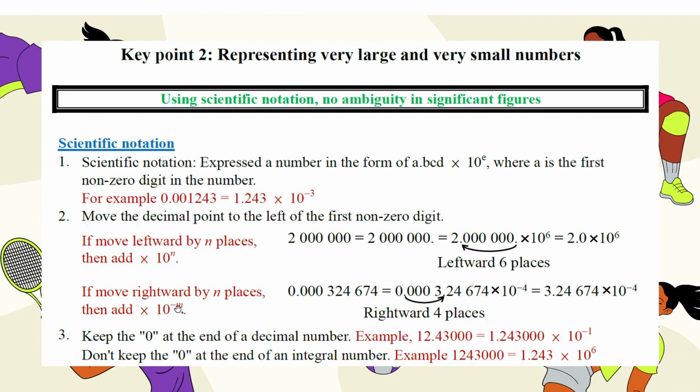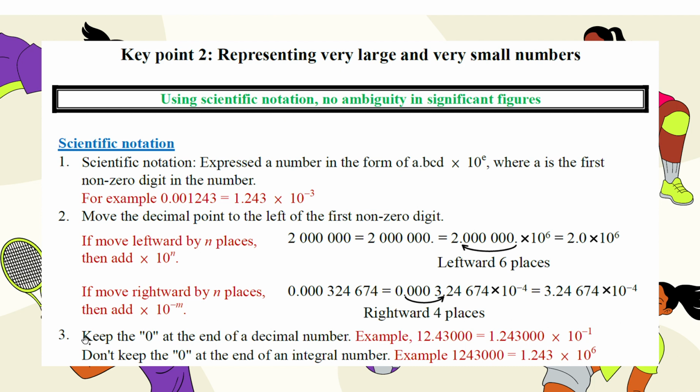If you move to the right by n places, multiply by 10 to the power negative n because it's smaller. So move the decimal point to the right, 4 places, right? Then it becomes 3.24674 times 10 to the power negative 4. And the 0 is a little bit confusing. Here is some room for discussion.